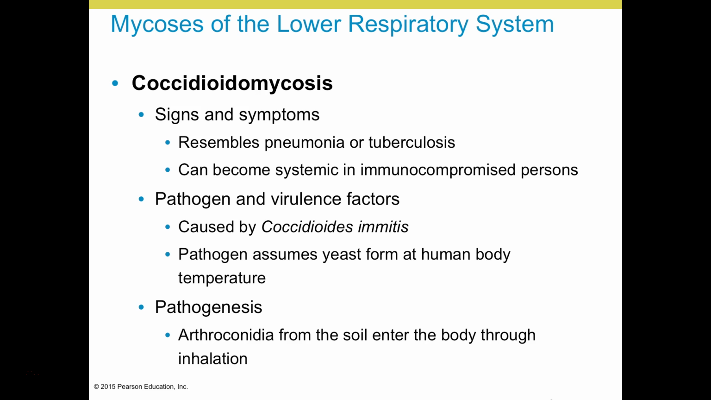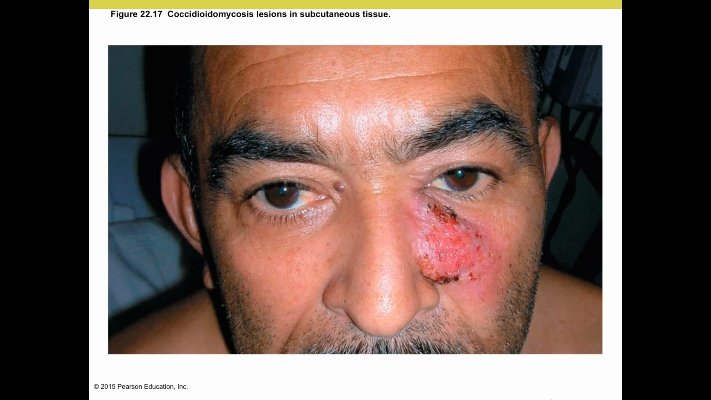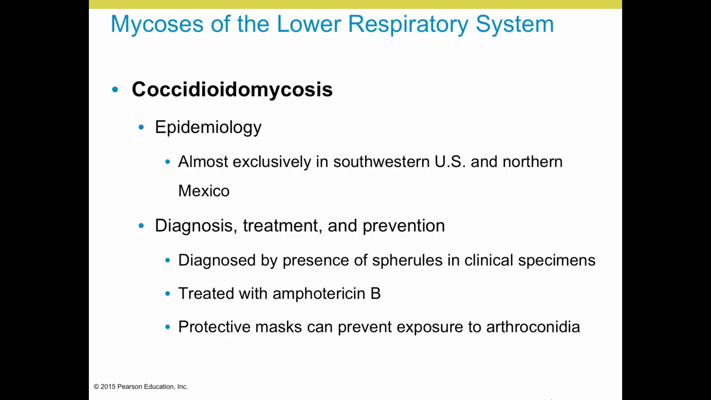Okay, they assume like a yeast form at the human body temperature. Okay, that means they're facultative, and they actually come from the soil, and they actually go into the body through inhalation as spores. Okay, as you saw the maps earlier, this is most likely in southwest US and northern Mexico. And it is treated with amphotericin B. How do you prevent it? Wearing a mask.